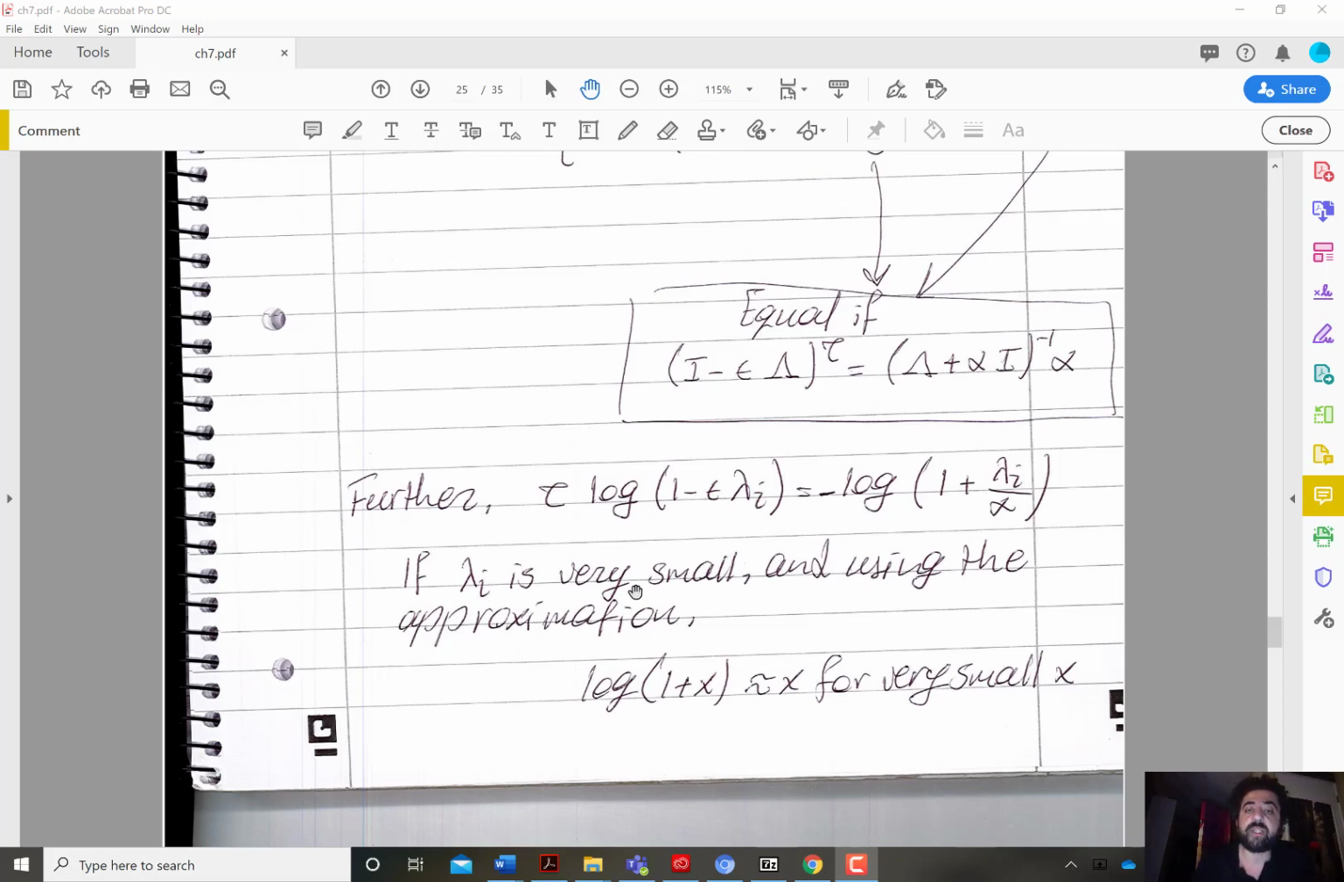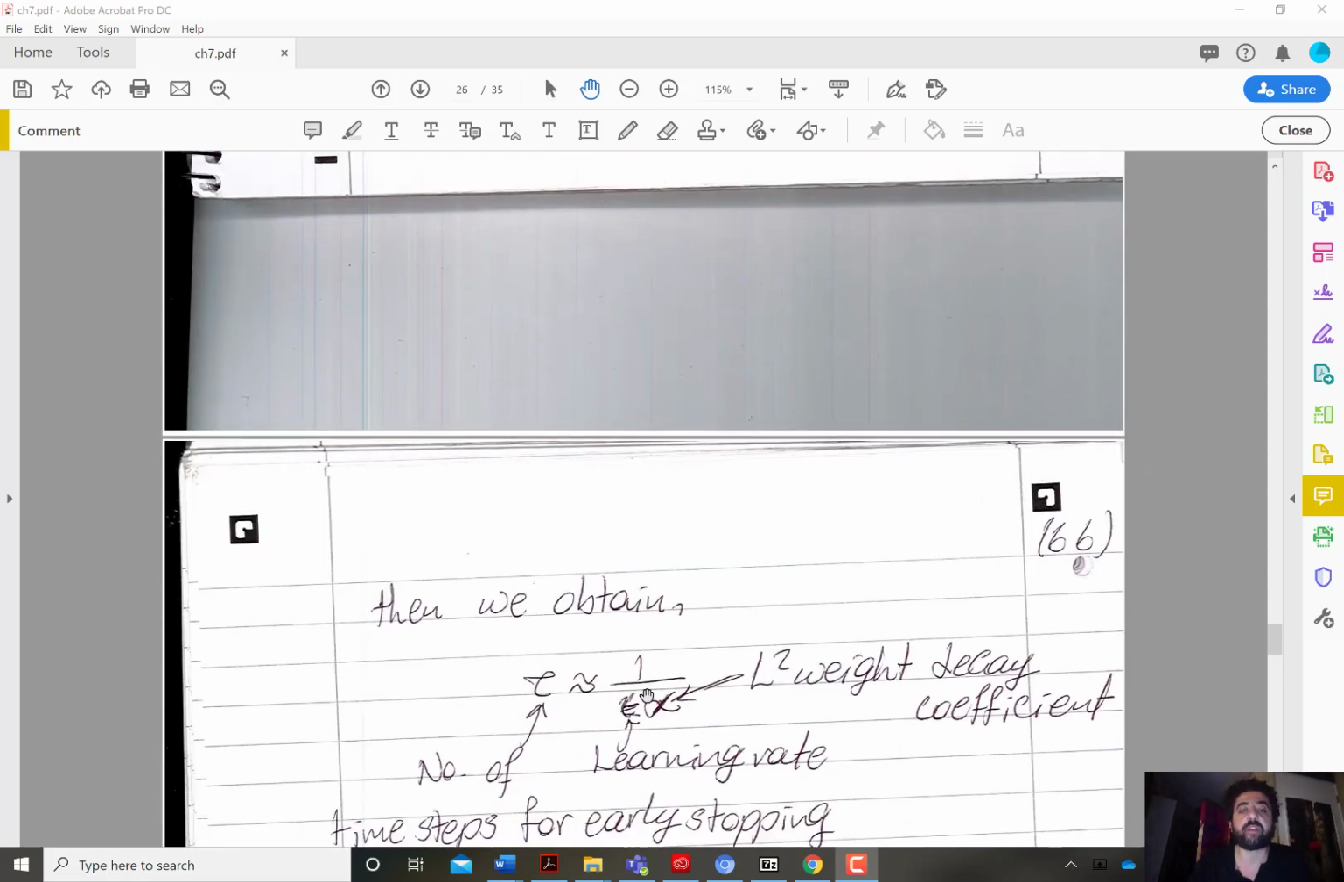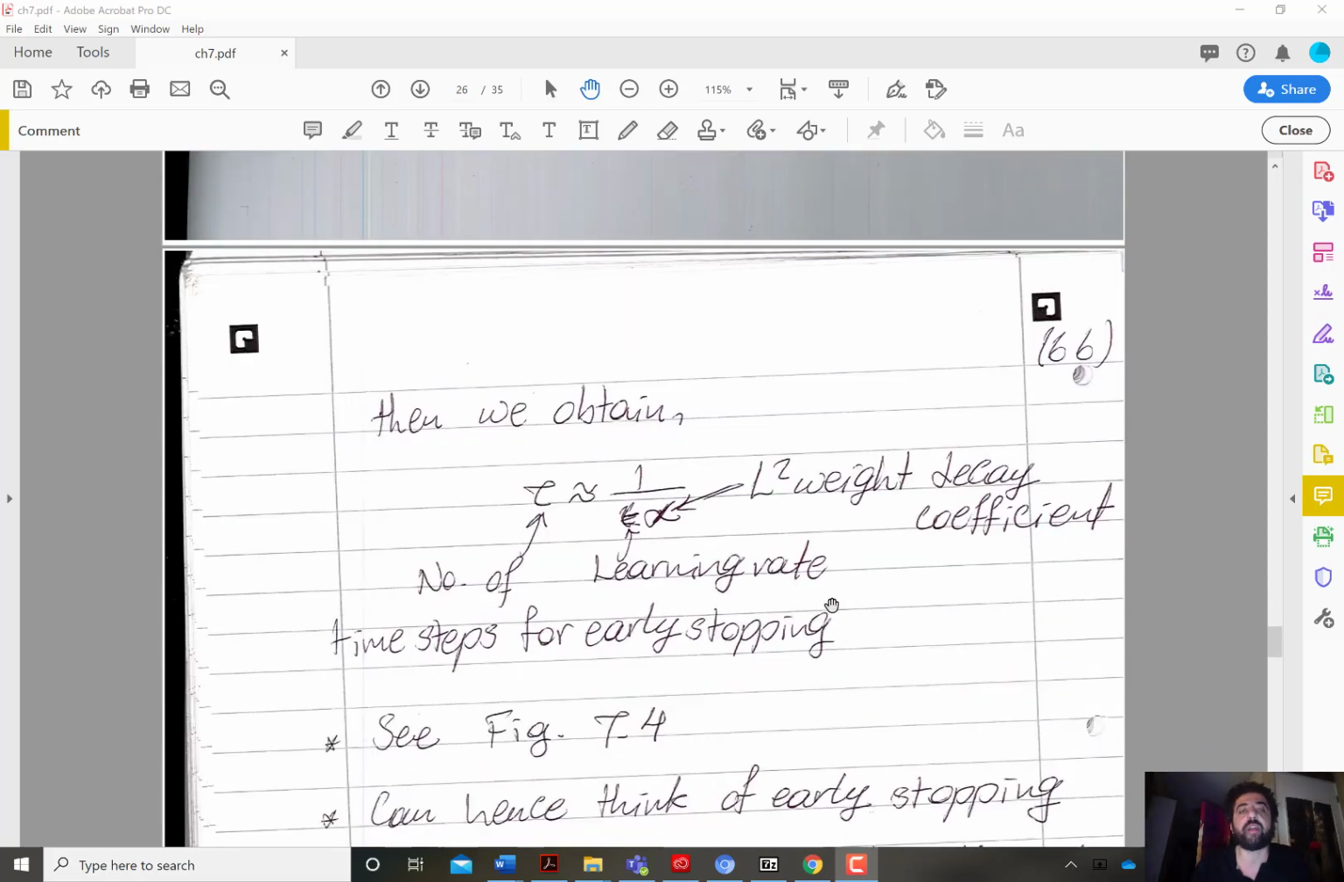So if lambda is very small, we can use the approximation that log(1 plus x) can be approximated as x if x is very small. In this case, what you get is tau times minus epsilon lambda i equals minus lambda i over alpha. You can cancel lambda i from both sides, and you get that tau is approximately equal to 1 over epsilon alpha.